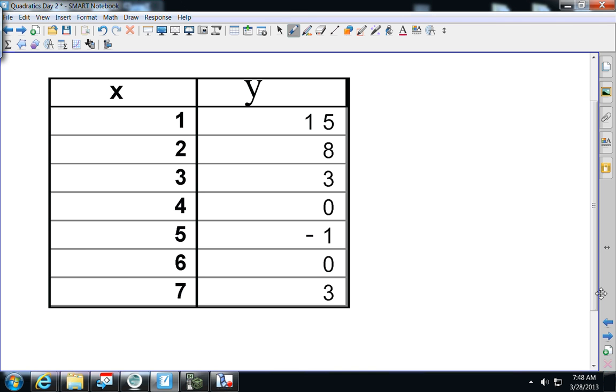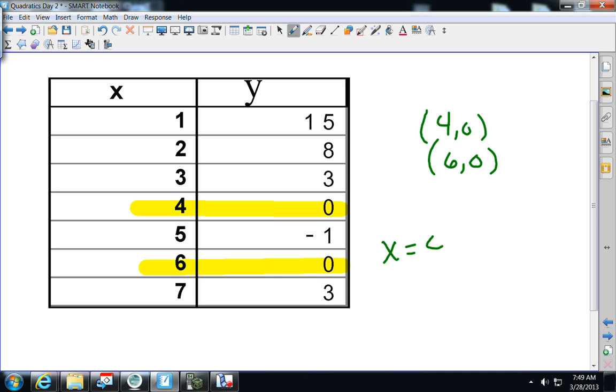How many solutions are there? There are 2. Are they positives or negatives? They are 2 positive solutions. Here's one, and here's one. It's where the y numbers are 0. So we have 4, 0, and 6, 0. Sometimes I like us writing them as ordered pairs. Sometimes you'll just have them say x is 4 and x equals 6. They won't write them as ordered pairs, so just be prepared for that.